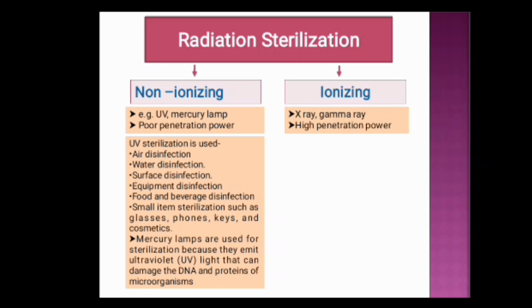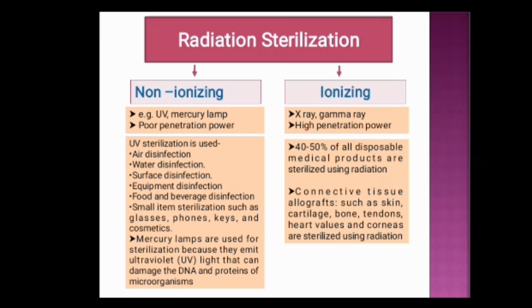Whereas the use of ionizing radiation is that it is used to sterilize disposable medical products. Almost 40 to 50% of all disposable medical products are sterilized by using ionizing radiation. Connective tissue allografts such as skin, cartilage, bone, tendons, heart valves, and corneas are sterilized using radiation.